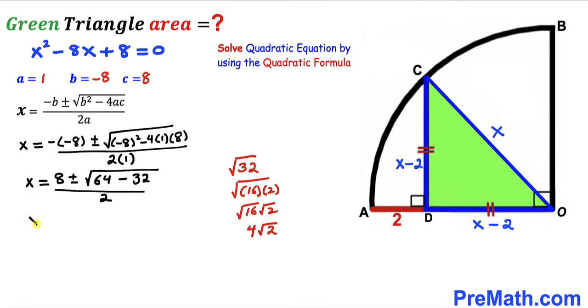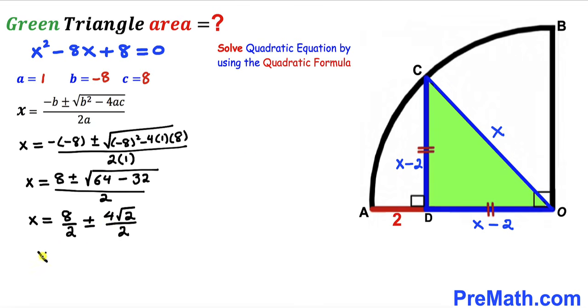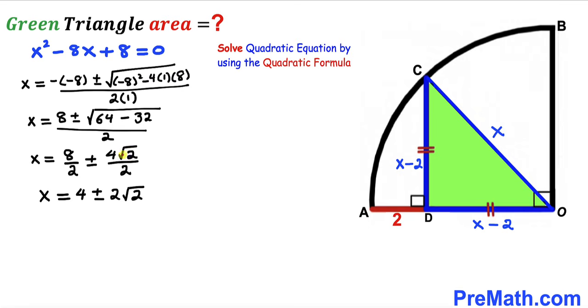So therefore, we could write x equals 8, and I'm going to divide this one by 2 plus or minus this whole thing is 4 times square root of 2 divided by 2 as well. So therefore x could be written as, if we simplify it, 4 plus or minus 2 times the square root of 2. And now we are going to split the x value on the basis of these positive and negative signs.